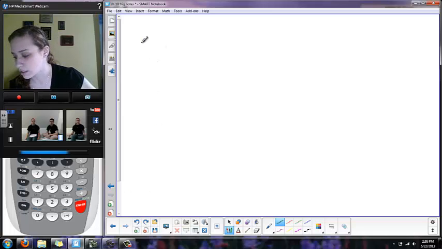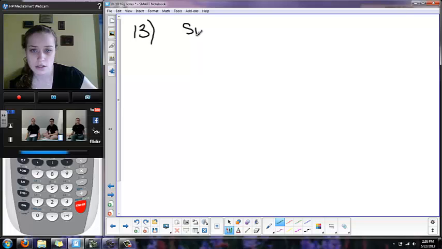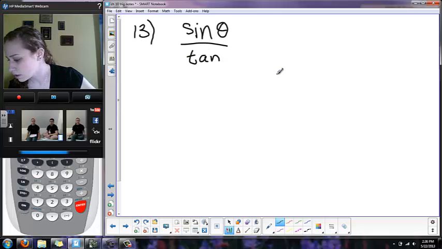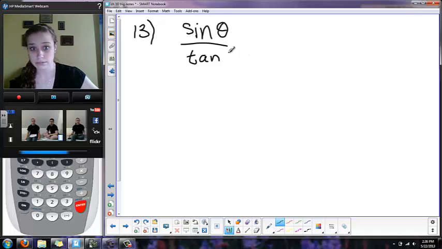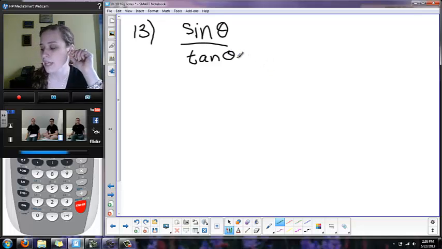Number 13. We need to take this fraction, sine theta over tangent theta, and rewrite it in terms of cosine theta. I'll read the whole question to you. It says, transform sine theta divided by tangent theta into an equivalent expression in terms of the trig function cosine theta.